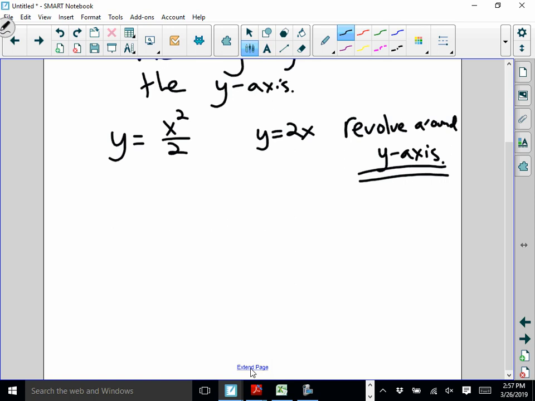Just like before, we could have a disk method, we could have a washer method. This example is going to be a washer method. So we want to start by getting an idea of the sketch of these two graphs. X squared over 2 is just a parabola. It opens a little bit wider than the parent function of x squared, and y equals 2x is just a line. So when we take a look at this, here's what we have.